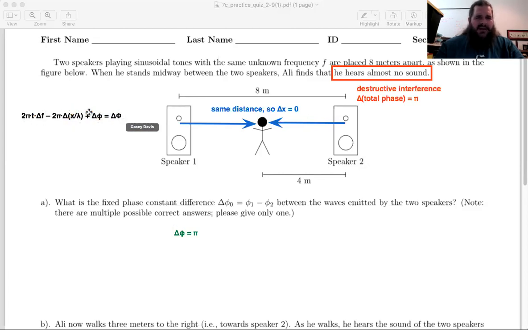I think it's a good idea to be able to look at situations like this and develop more of an intuition for it. In this case, I look at this and I think, oh, the waves are traveling the same distance, so they should be constructive, but it's destructive instead. That means there's got to be some sort of phase shift, and a phase shift that takes constructive to destructive would be half a cycle. So that's how I think about this more intuitively.